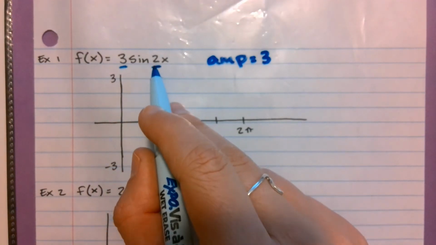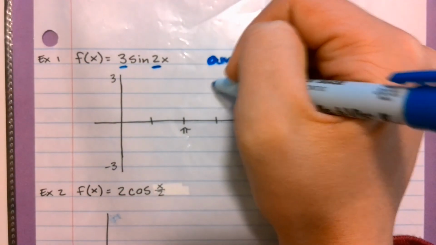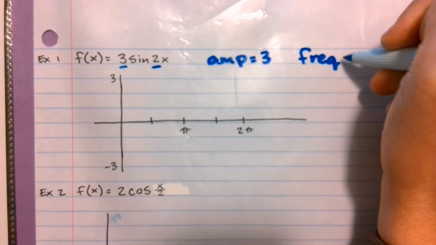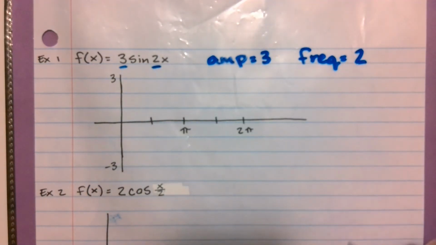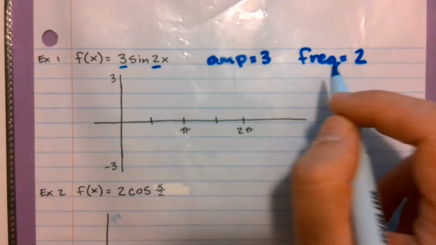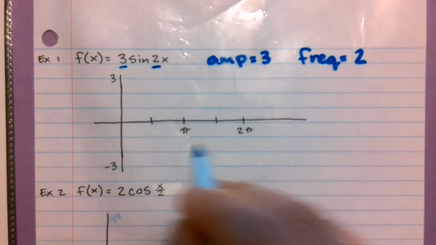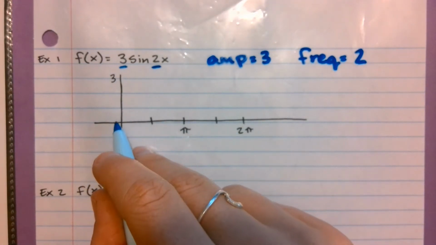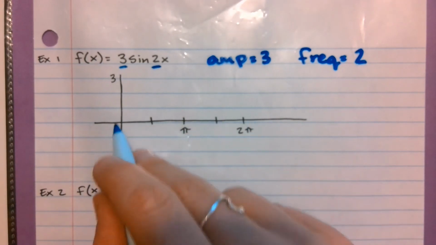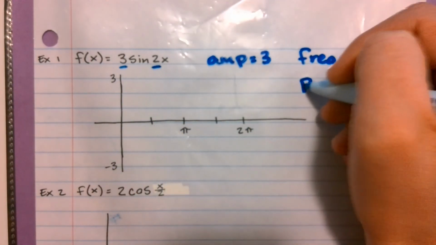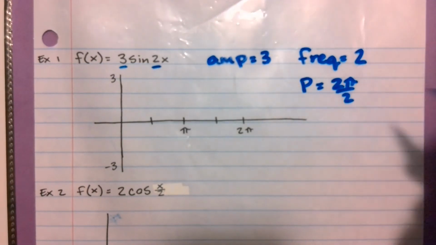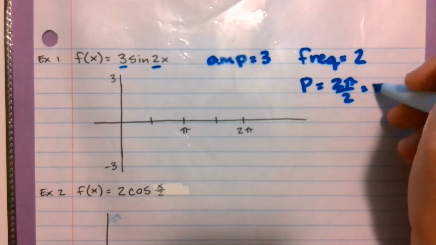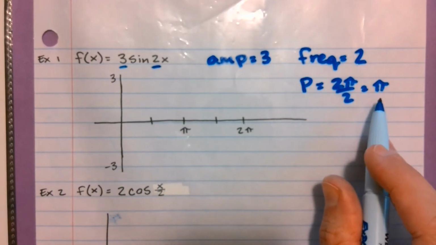My 2 is going to help me figure out my period here. My frequency is what the 2 tells me. So I've got a frequency of 2. But in order to graph it, that doesn't always help me necessarily in graphing a cycle of this. So if I know that I have 2 of them within 2 pi, I can kind of guess at that, because if I've got 2 of them, that means that one of them is going to be pi in length. But I do know that my period is going to be 2 pi over the frequency, so 2 pi over 2, which is pi.